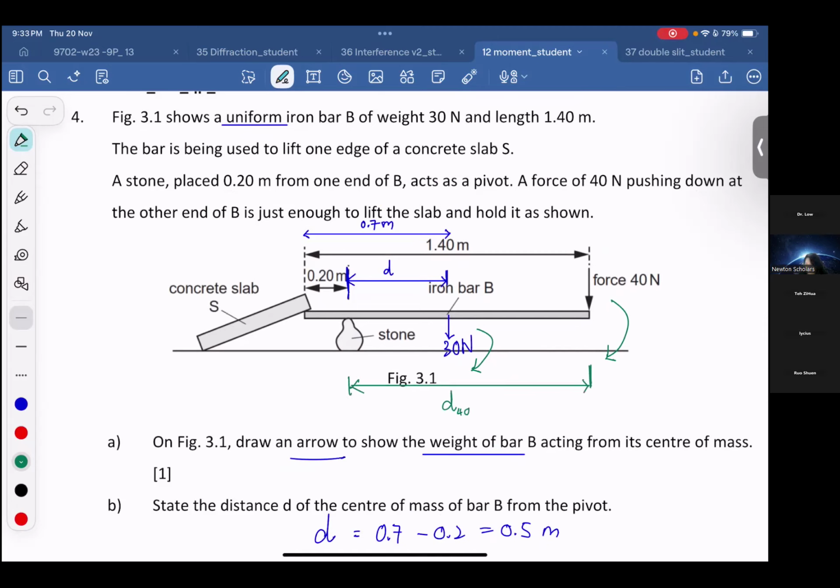Distance for 40 Newton. For 30 Newton, just now you already counted 0.5 meter. Can you count the total distance? Not total distance, total clockwise moment.